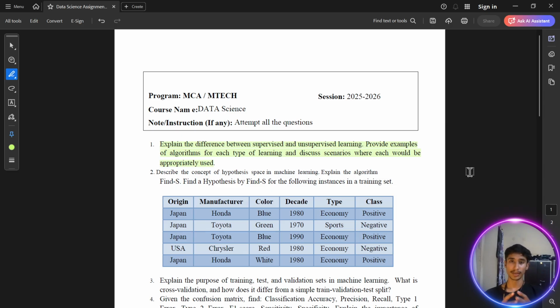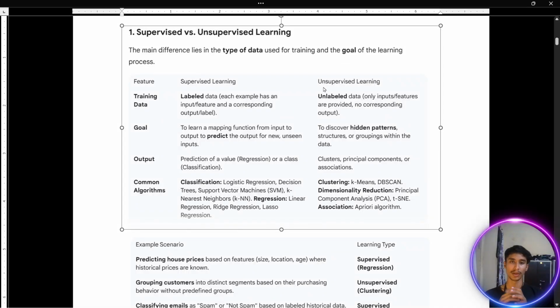So now let's discuss the first question of our assignment. Here is the question: explain the difference between supervised versus unsupervised learning. Also, we have to provide examples of the algorithm for each type of learning and discuss scenarios where each would be appropriately used. So now we'll be moving towards the solution of this question. So here's the solution of the question.